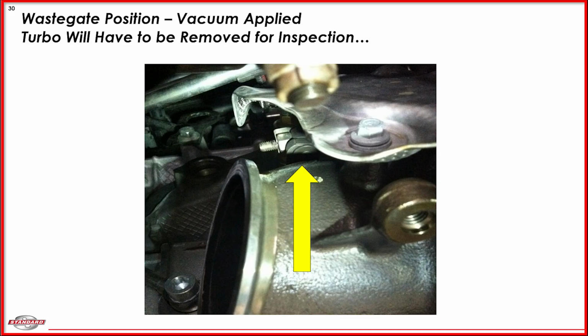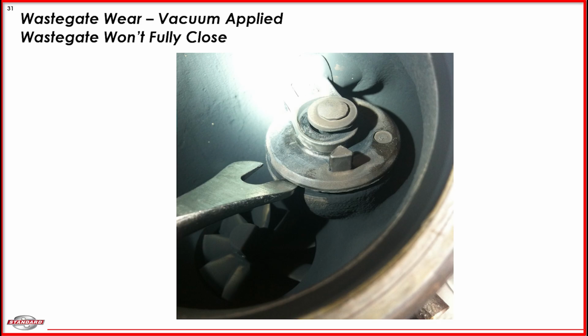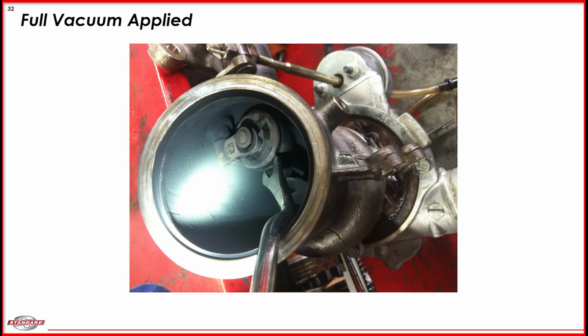Sure enough, when we pull the turbo off, the wastegate in the closed position had so much wear on the linkage. For some reason, at 37,000 miles, we already had so much wear that the wastegate would not fully close. Even though the actuator was working right and the rest of the system was working right, it was telling the wastegate to close. The wastegate was trying to close, but because of the wear, it would not fully close. Even when they applied full vacuum, the wastegate would not seal. So we're not going to have a properly functioning wastegate system when this happens.